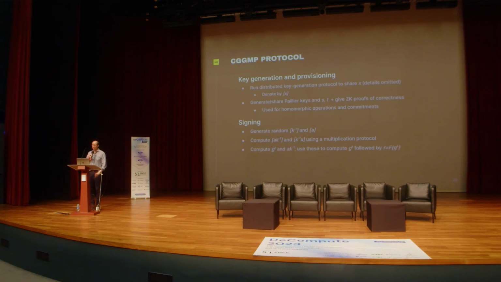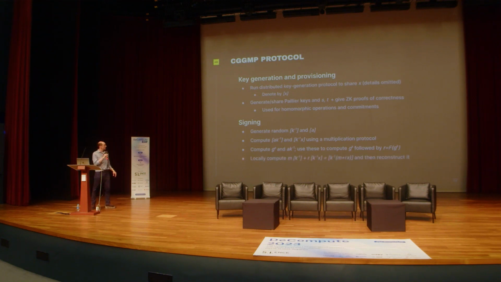The parties can then compute G to the A. They can also reveal the value A K inverse. So this is basically a blinding of the value K inverse that needs to remain secret. They can use those to then compute G to the K. I'm using multiplicative notation rather than the additive notation from earlier. And then compute this public function f on that value to obtain a value r.